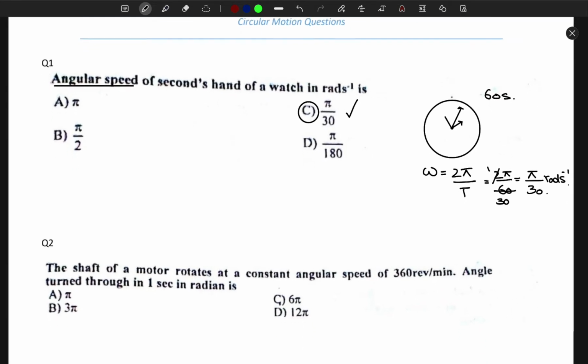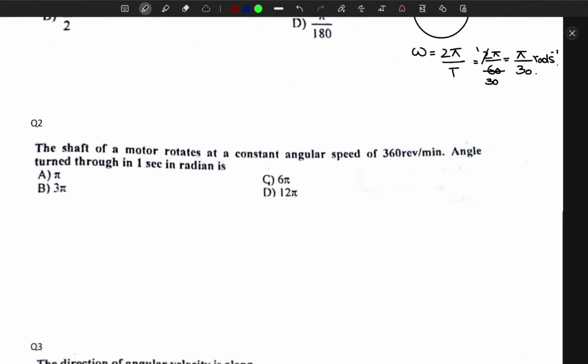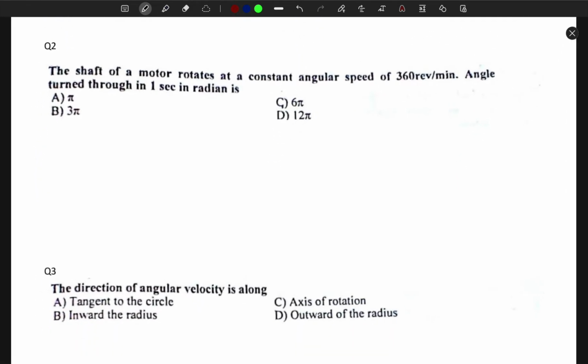So moving on, let's look at question number 2. Question number 2 says that the shaft of a motor rotates at a constant angular speed of 360 revolutions per minute. So this angular speed is given in terms of revolutions per minute. The angle turned through in 1 second in radian is. So we are required to find the angle or the angular displacement that is covered per second, and we have to make sure that that's in radians, right?